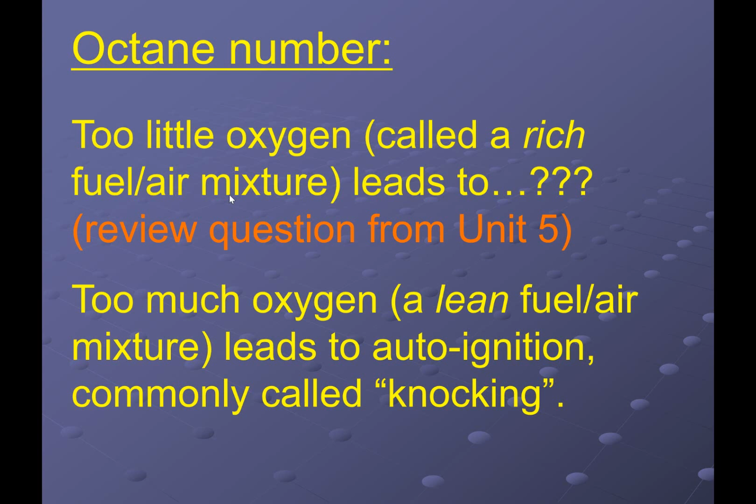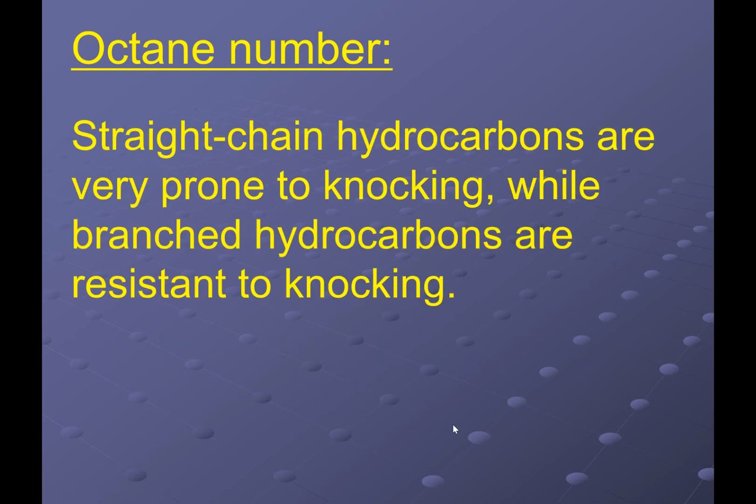If I have too much oxygen, that's not good either. In that case, we refer to this as a lean fuel-to-air mixture. In this case, we don't have enough fuel. It's sort of being snuffed out by too much oxygen. And in this case, it causes the fuel to burn at a rate that I don't want, and this is called knocking. So for octane number, some generalizations. Straight chain hydrocarbons are very prone to knocking, so these are not really good quality fuels. Whereas if I can increase the branching, it's more resistant to knocking.